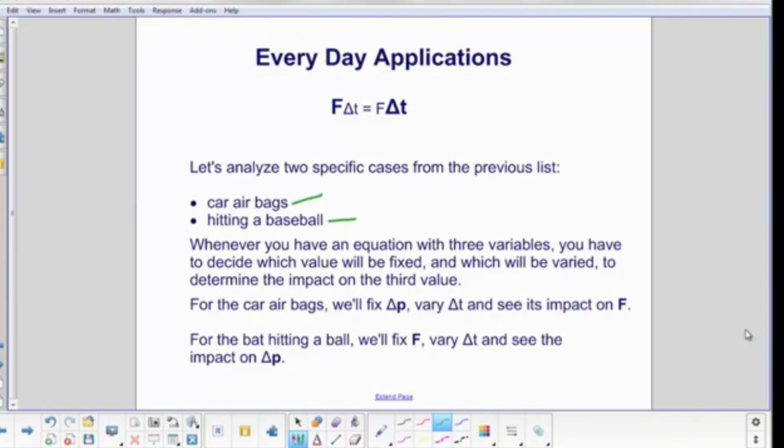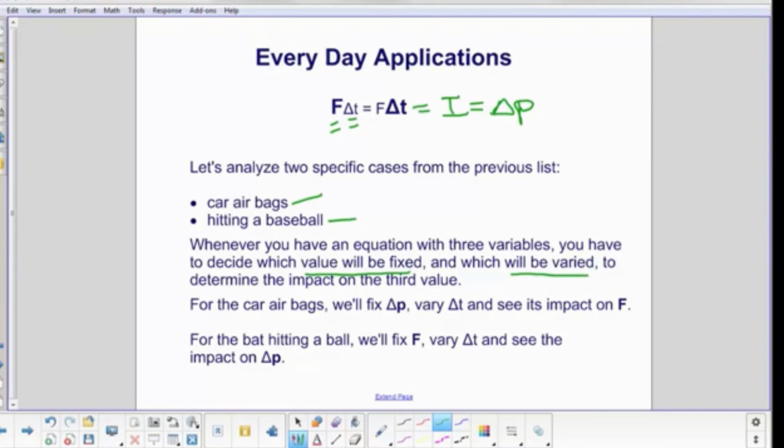The analysis we're going to use is very helpful. You can use it in many other cases in physics when you have an equation with three variables. In this case, the three variables are force, your time interval, and of course, impulse, which again is your change in momentum. So you have the three variables. You have to decide, depending on what case you're analyzing, which value is fixed and then which will be varied, and then that will determine the impact on the third variable.